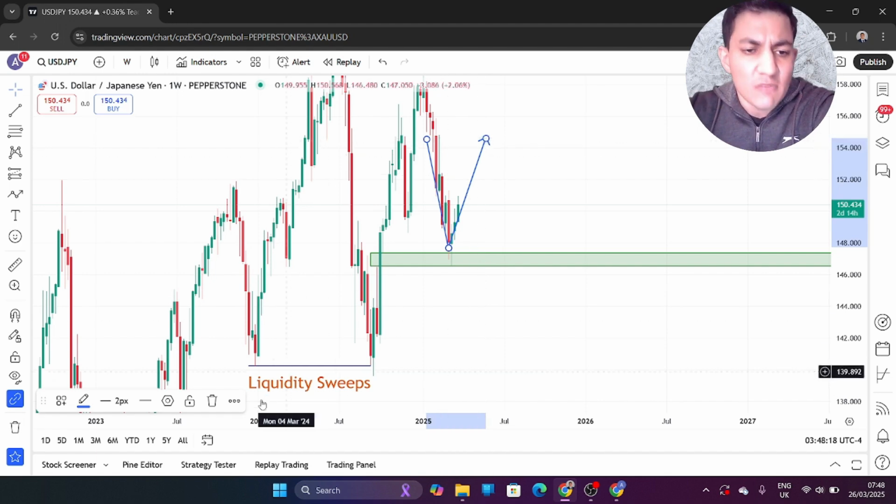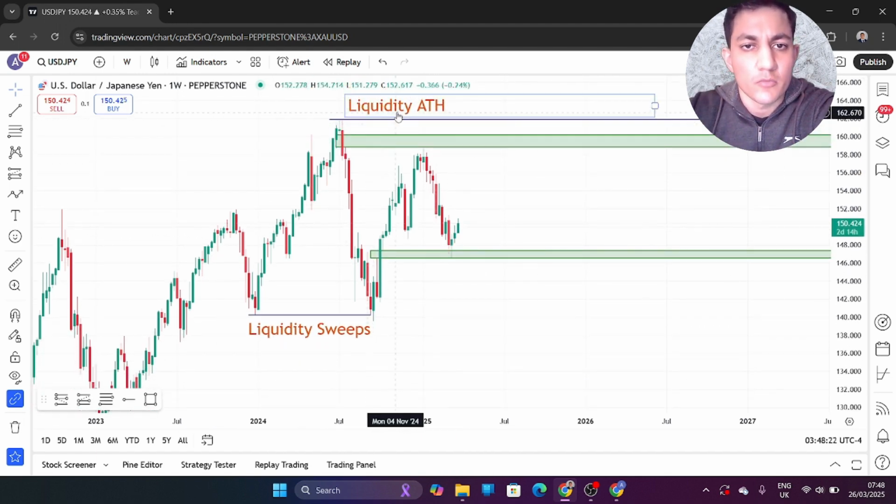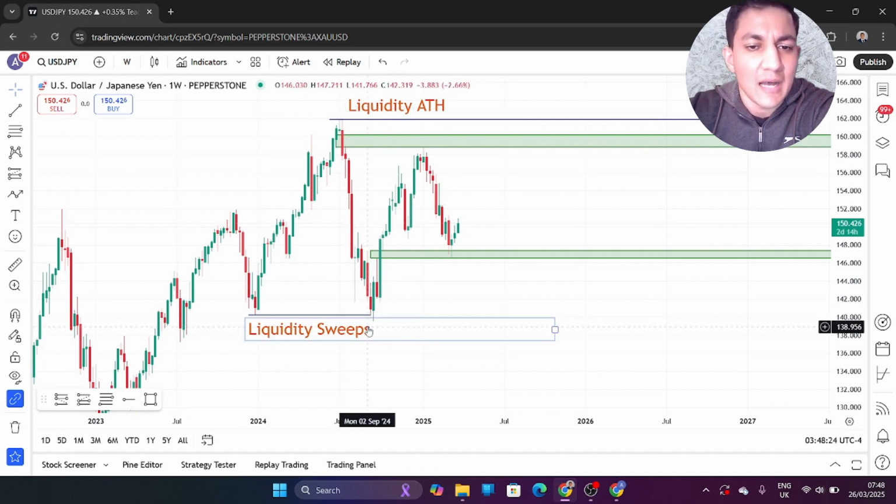So that right there is what I normally do on the weekly chart. I look for liquidity overall. I want to see, is price sweeping highs and lows?